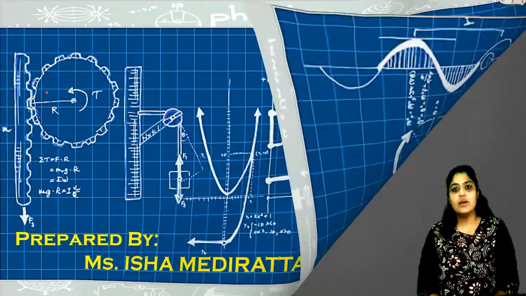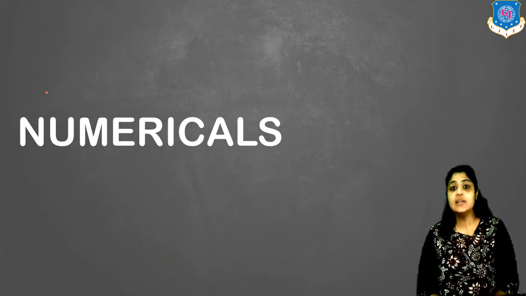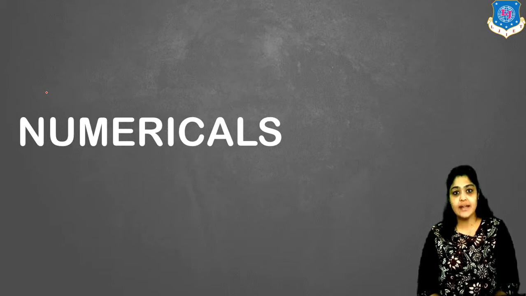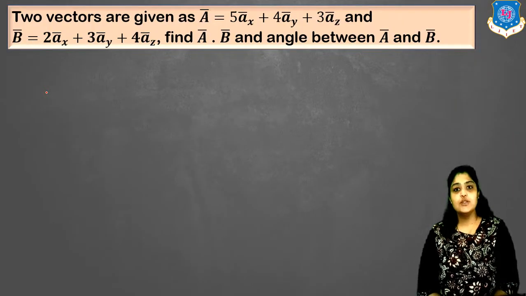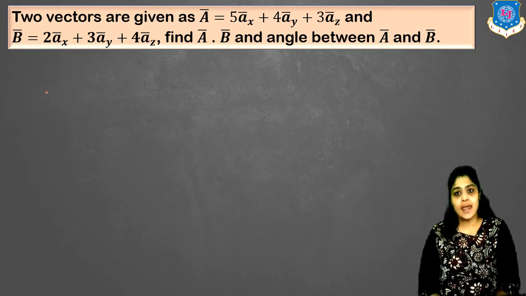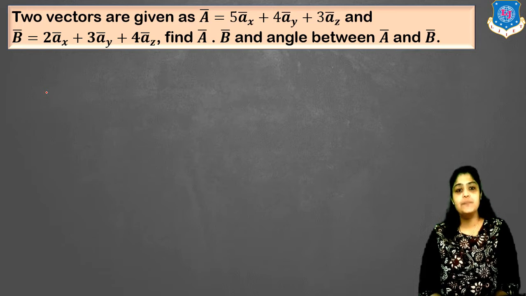In today's video, I am going to discuss numericals related to cross product, dot product of vectors, divergence, curl and gradient. So let's start with the first one. Here we are given two vectors. The vectors given are a bar, that is vector a, equals 5ax plus 4ay plus 3az, and b equals 2ax plus 3ay plus 4az. We have to find a dot b and the angle between a and b.